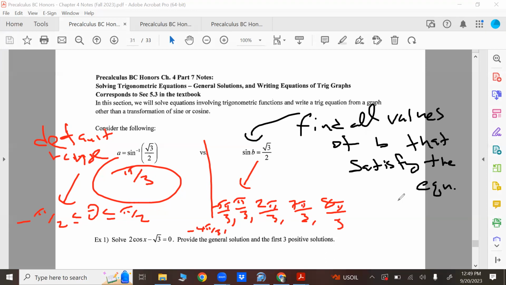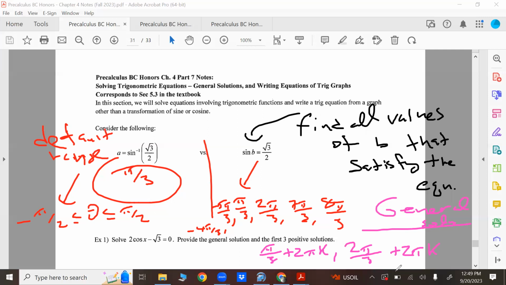So we call it the general solution. There's a few ways you could write it. I tend to prefer this: pi over 3 plus 2 pi k, and 2 pi over 3 plus 2 pi k, where k is any integer. K can be any integer. Therefore, you can go backwards too, right? Or forward. So that's how I prefer to write it.